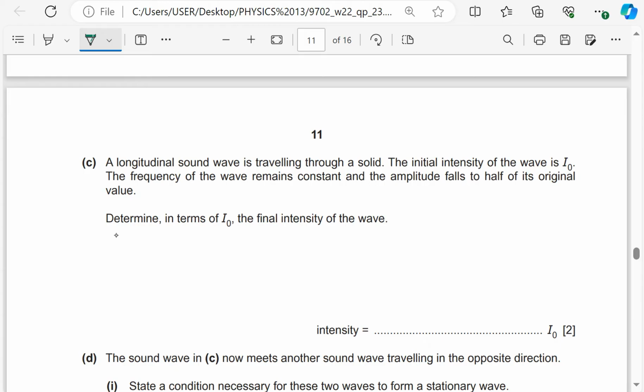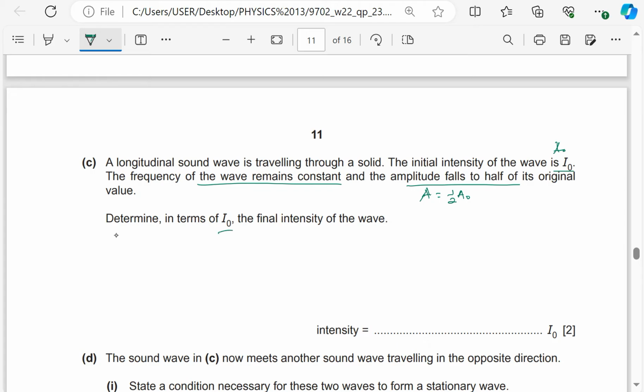A longitudinal sound wave is traveling through a solid. The initial intensity of the wave is I naught. The frequency of the wave remains constant and the amplitude falls to half. So the amplitude A is going to be a half of A naught. Let the amplitude of the first one be A naught. Determine in terms of I naught the final intensity of the wave.